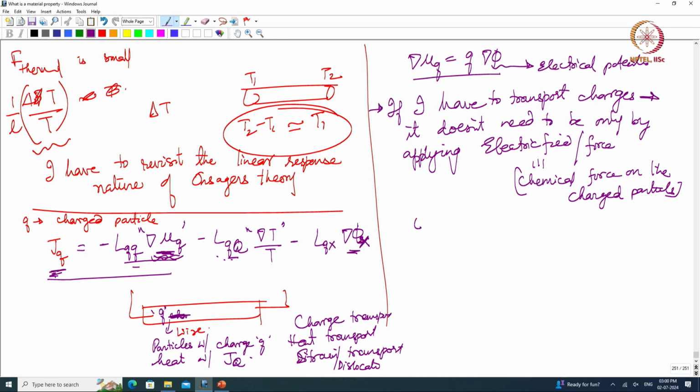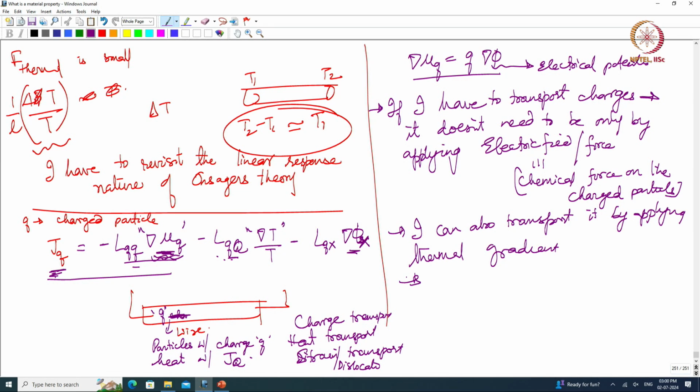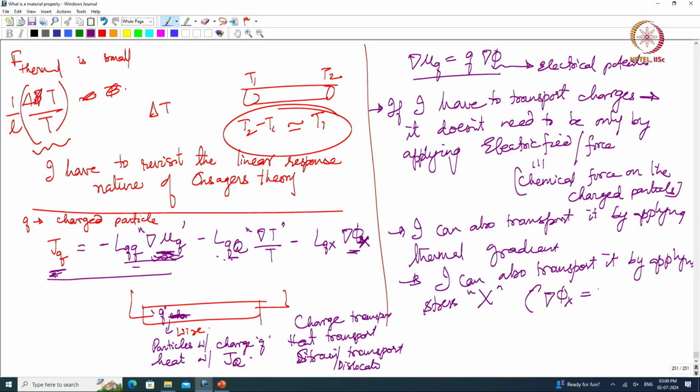Okay. So, I can also transport it by applying a thermal gradient. I can also transport it by applying stress. Right, X, or this one will come out to be the mechanical force that I am applying. Okay. So, all this is possible, right.